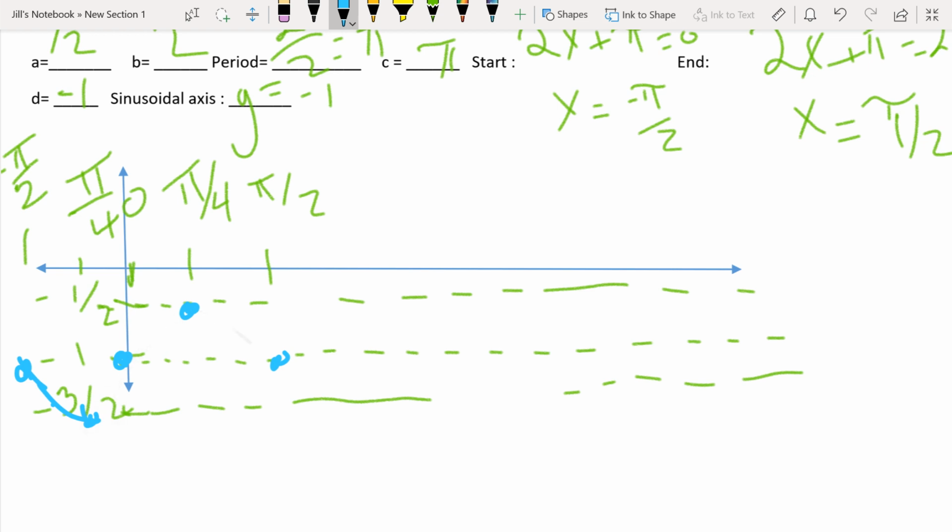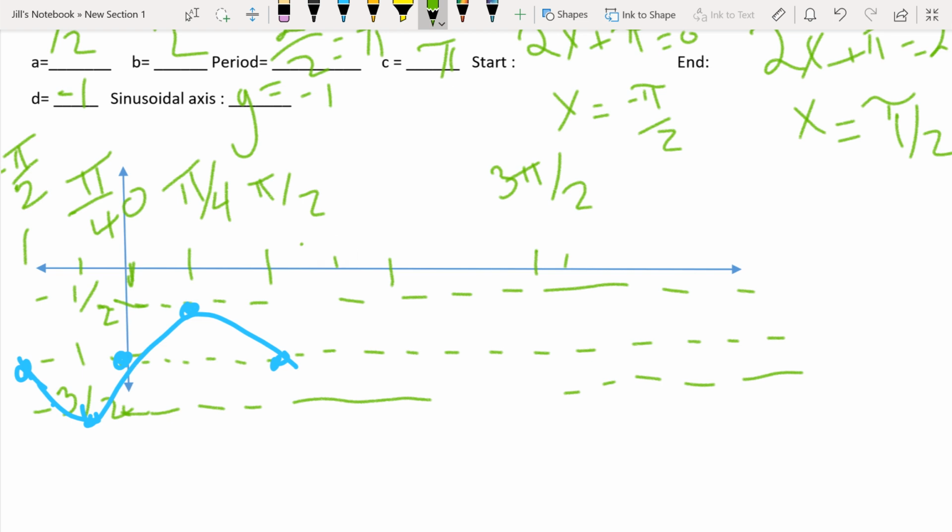Sometimes this thing just doesn't want to write. I just can't see it already. There we go. Okay, one more period. Pi over 2, the period is pi units. So pi over 2 plus another pi, the next one's going to end at 1.5 pi. Half pi to 1.5 pi is pi units.